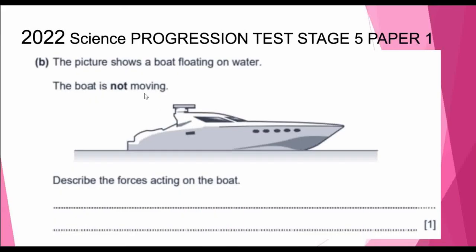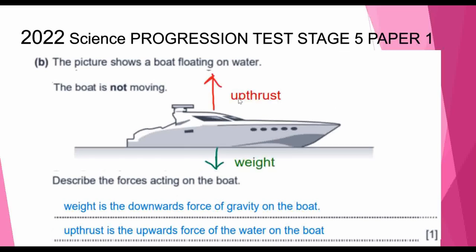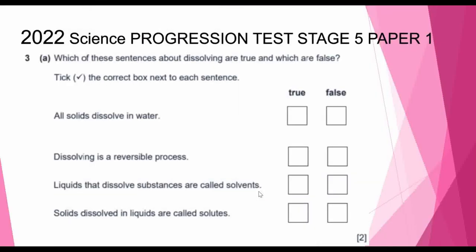Question 2b. The picture shows a boat floating on water. The boat is not moving. Describe the forces acting on the boat. 10, 9, 8, 7, 6, 5, 4, 3, 2, 1, 0. Let's check the answer, guys. Weight is the downward force of gravity on the boat, and upthrust is the upward force of water on the boat. Here's the diagram to make it clear: upthrust and weight.